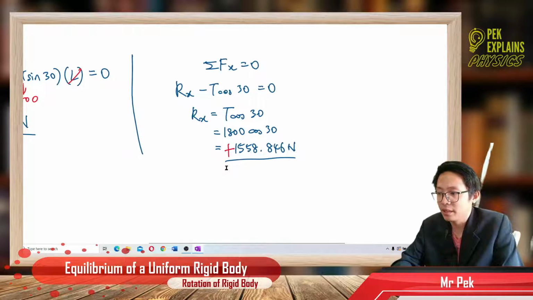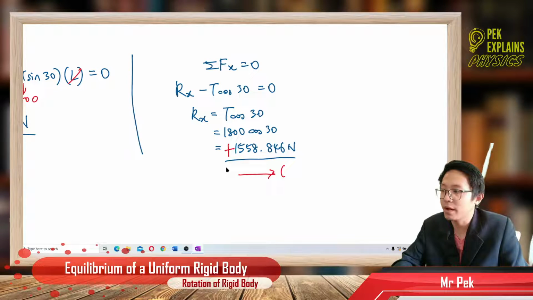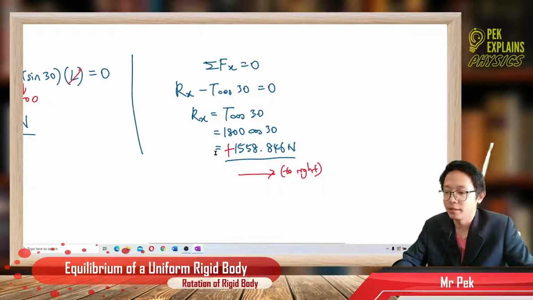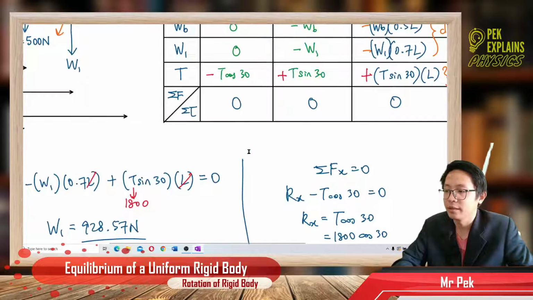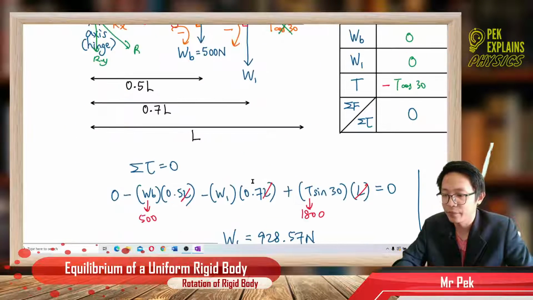Okay, positive means what? Positive means it shows that this force is going to the right. Positive means the direction is going to the right. So it's not going to the left. It's going to the right.